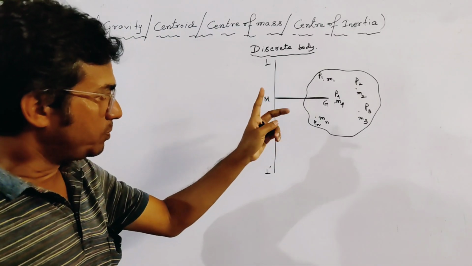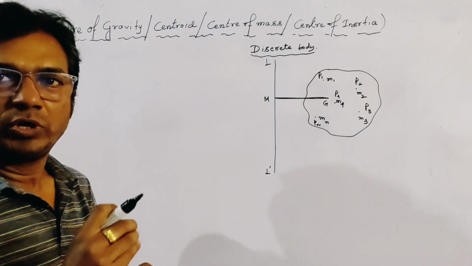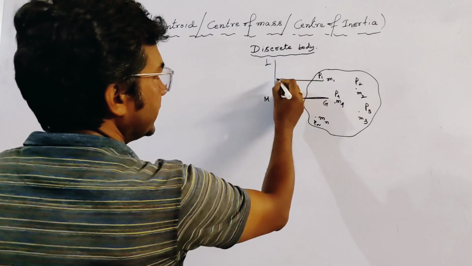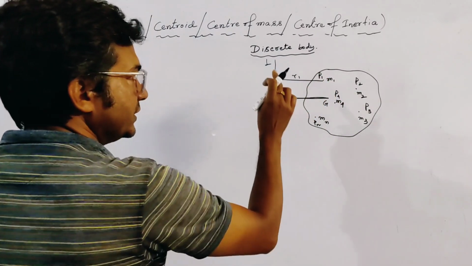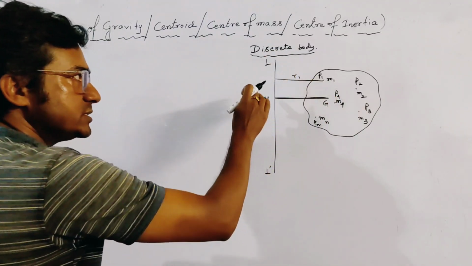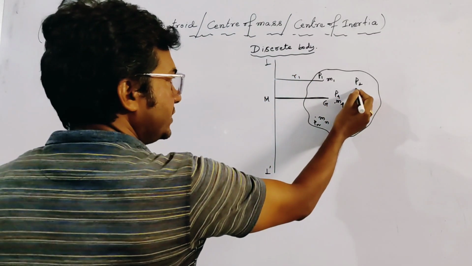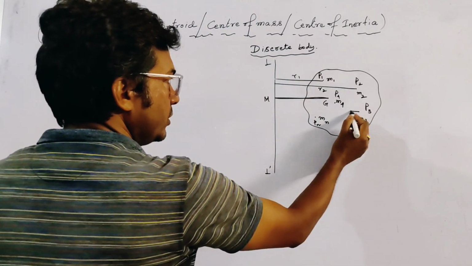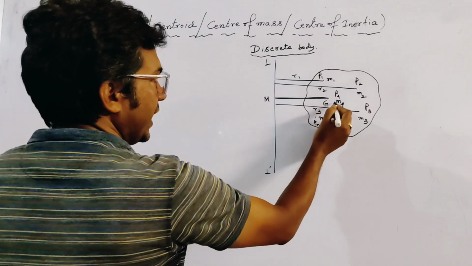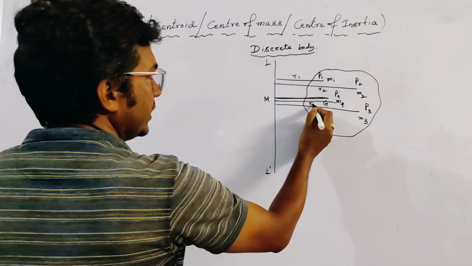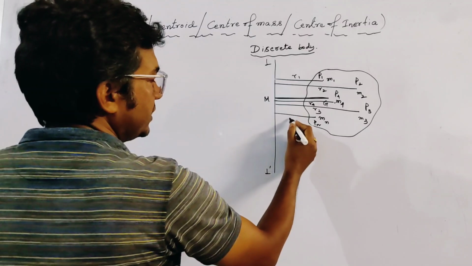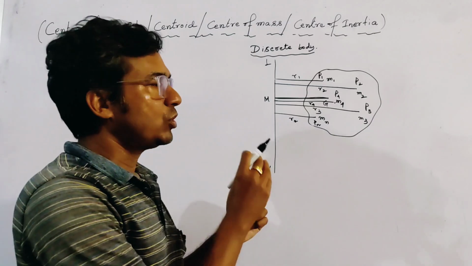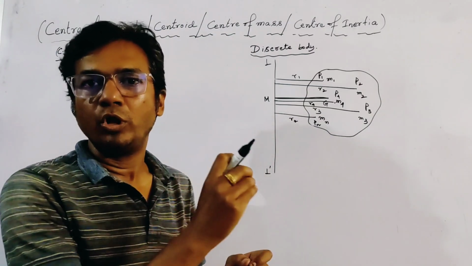Now to find the distance mg, we first find the distance of all the particles. Let the distance of m1 from the line be r1, the distance of m2 be r2, this one r3, and this one r4, and the nth particle rn. We first find out the distances of all the mass particles.